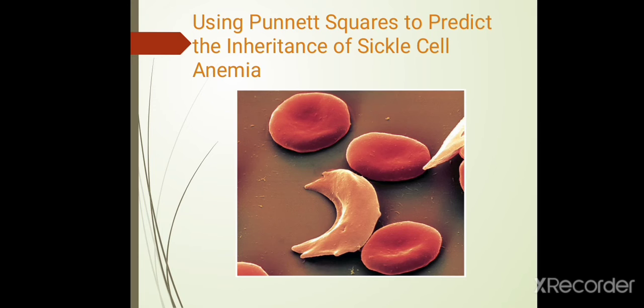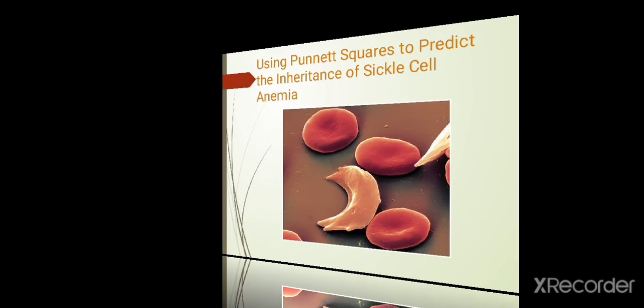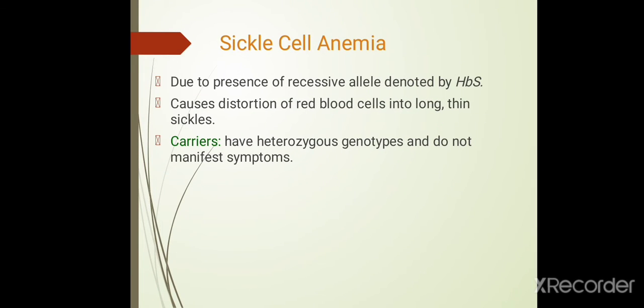Using Punnett squares to predict the inheritance of sickle cell anemia. So now let's discuss what is sickle cell anemia. It says here that it is due to presence of recessive allele denoted by HBS, causes distortion of red blood cells into long, thin sickles. It also causes pain, tissue damage, and cells to rupture prematurely.